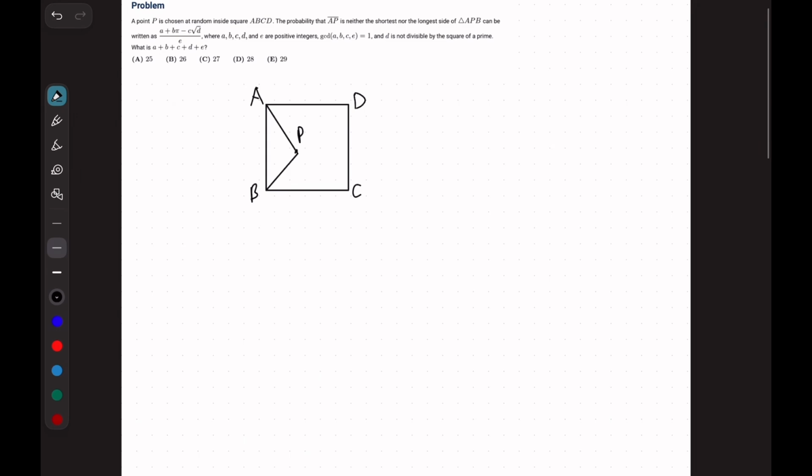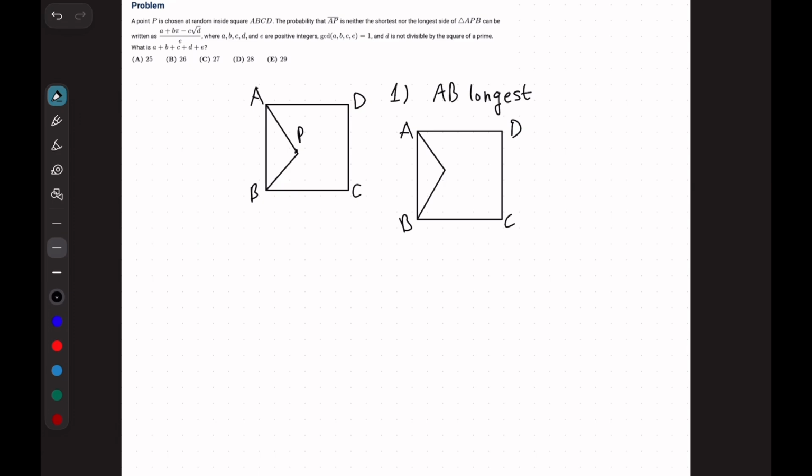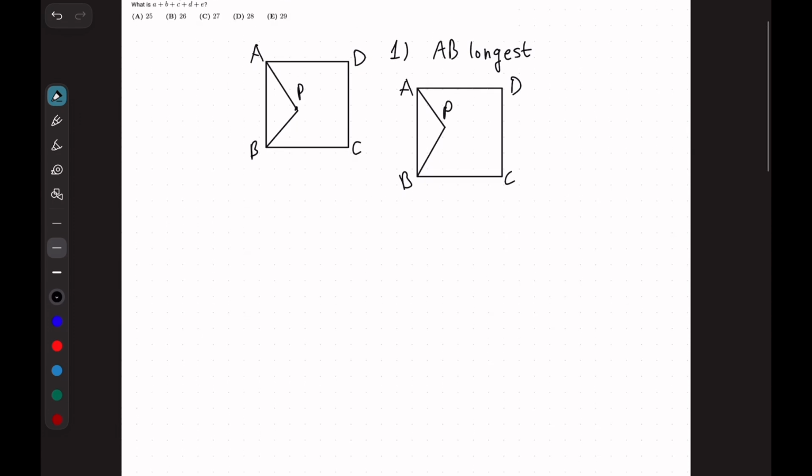This question is asking for the probability, meaning that we have to find how much area P can be in and divide it by the area of ABCD. So case 1, AB is the longest. Let's draw the square. In this drawing, AB is the longest. Here, BP is smaller than AP, since AP is neither the longest nor the shortest side. So point P should be below this midpoint line.